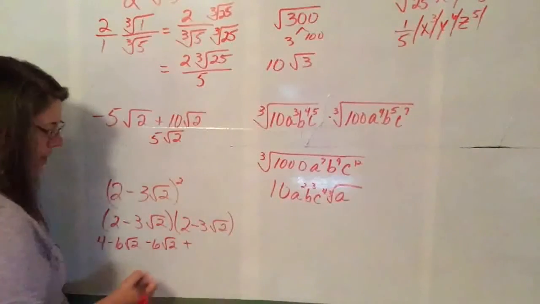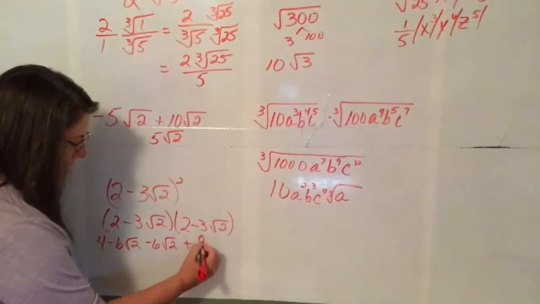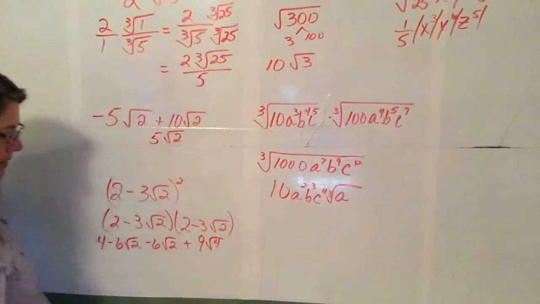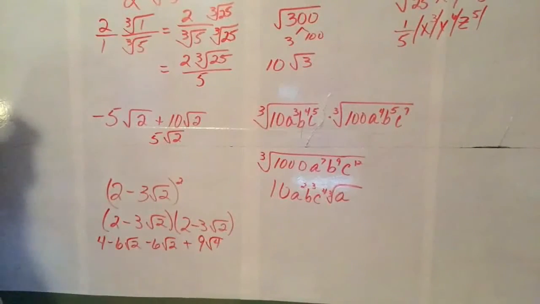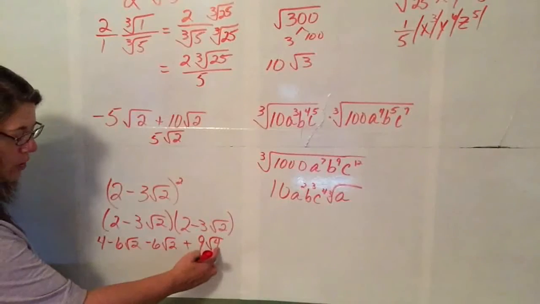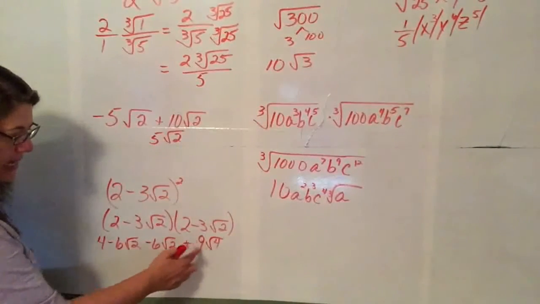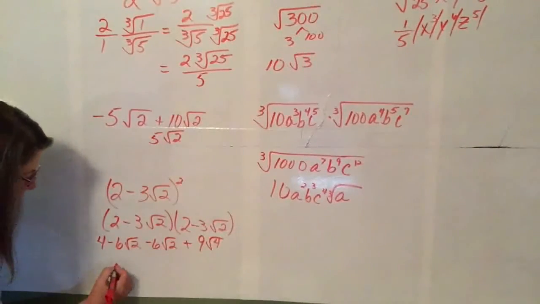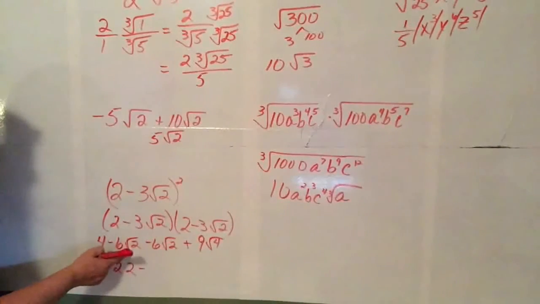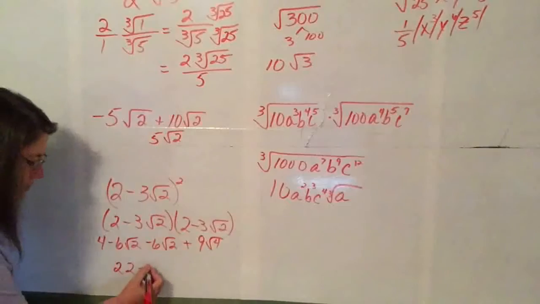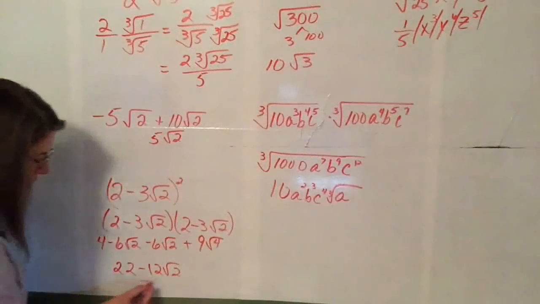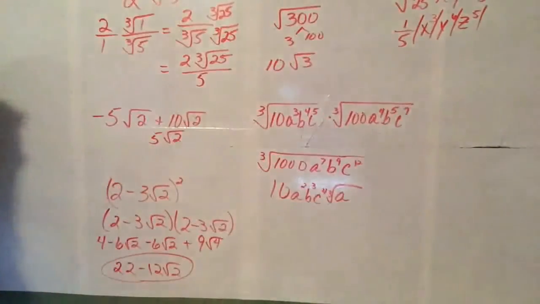Negative times a negative is a positive. 3 times 3 is 9. Square root of 2 times square root of 2 is square root of 4. And then I need to simplify. 9 times the square root of 4 is the same thing as 9 times 2. So that's actually 18. And 18 plus 4 is 22. And then these two are like terms. Negative 6 square root of 2 minus 6 square root of 2 is negative 12 square root of 2. Treat those as like terms. So that would be my answer.